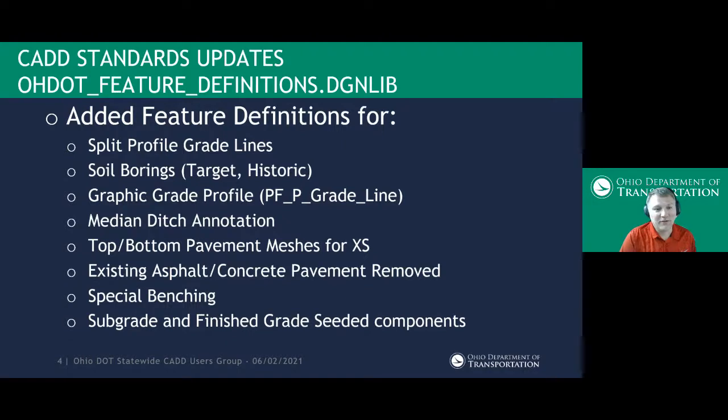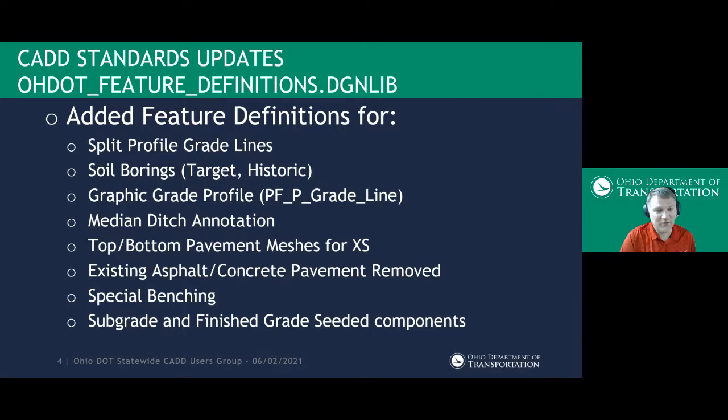Okay, so what I did is I broke this up into some of the bigger chunks. The first few slides are talking about some of the DGN library updates, and I'll start with the feature definitions DGN Lib. We added feature definitions for split profile grades. We talked about that, I think, in the March user group meeting, so if you want to review that, you can. There were feature definitions for soil borings, for example, target, historic were added. We added a graphic grade profile feature definition, and I don't exactly remember what the median ditch was.